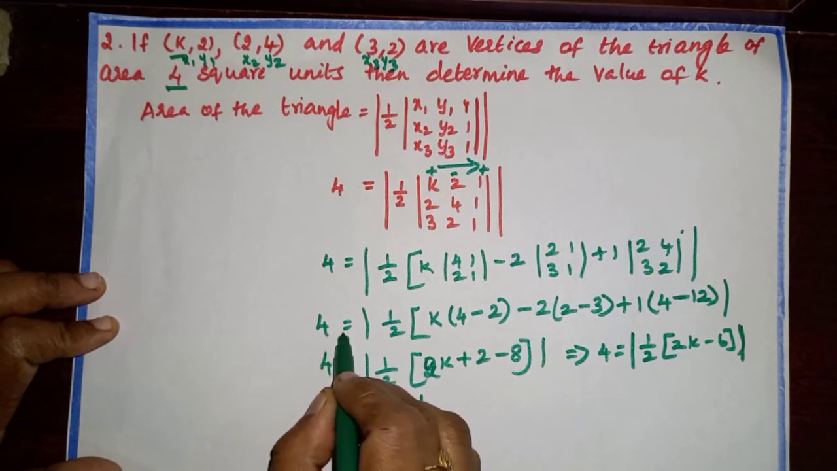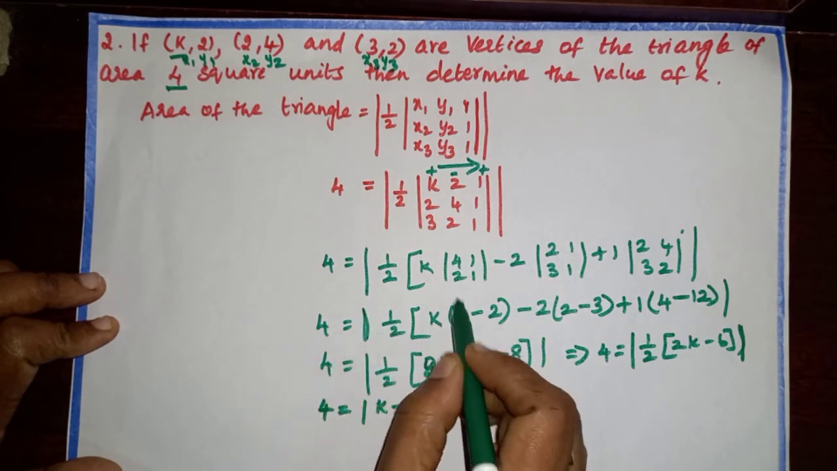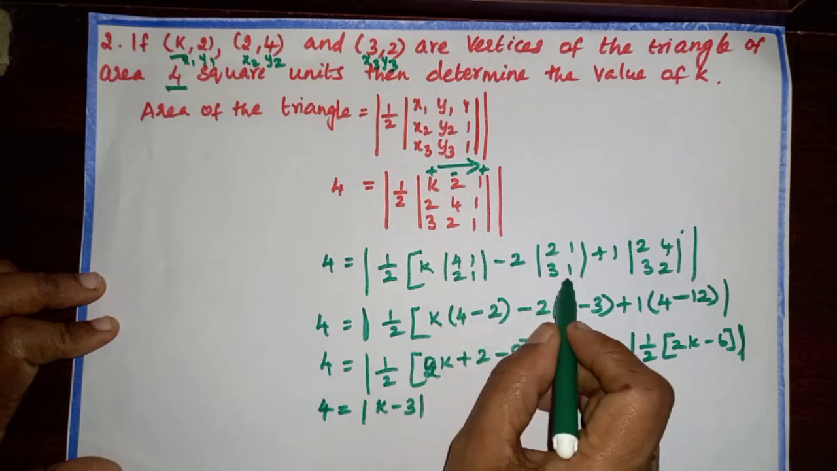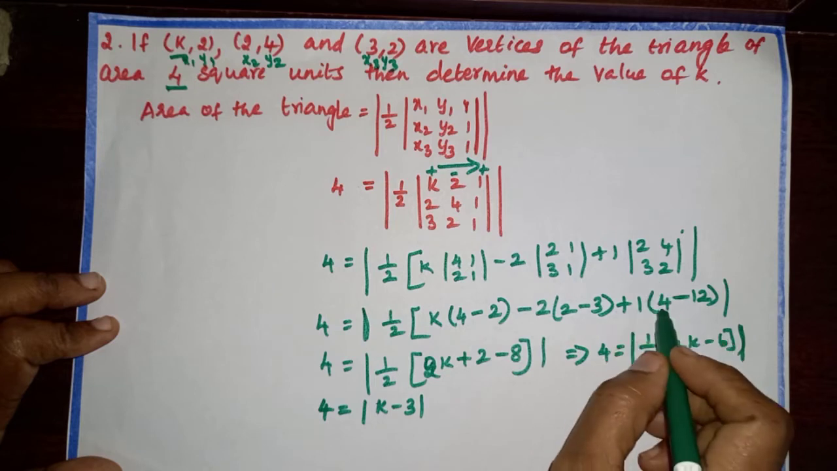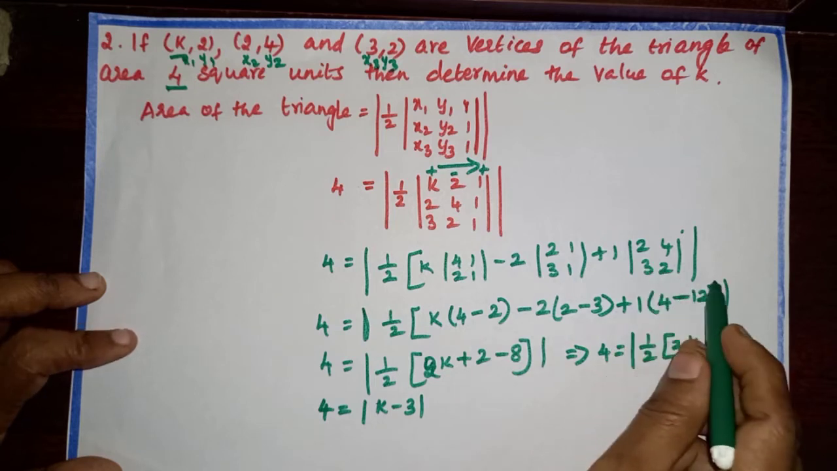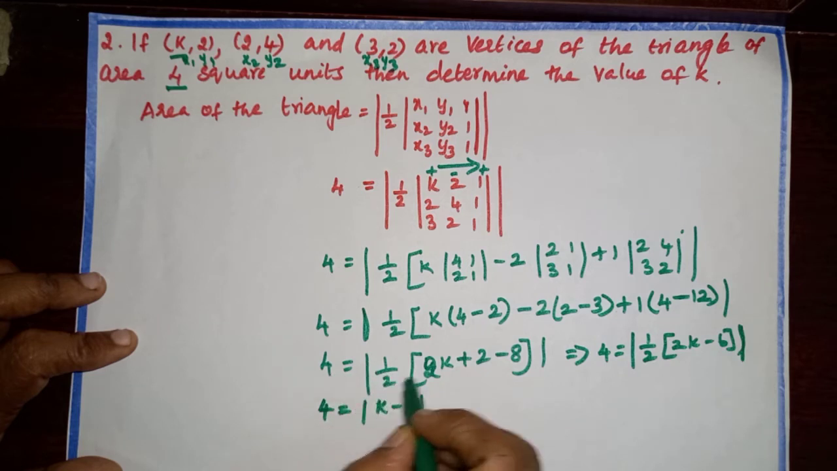Which gives 4 equal to absolute value of 1 by 2. K. 4 1s are 4. Minus 2. 1 2 is 2. 1 3 is 3. Minus 3. Plus 1. 2 2s are 4. Minus 4 3s are 12. Okay. 4 equal to absolute value of 1 by 2.